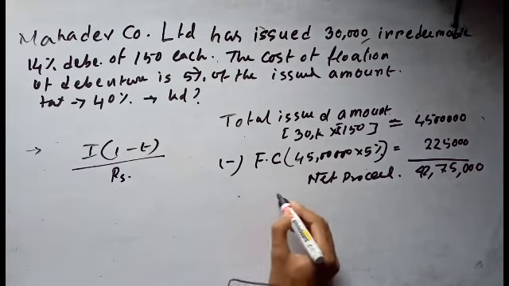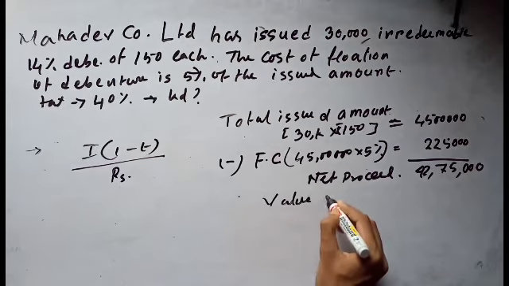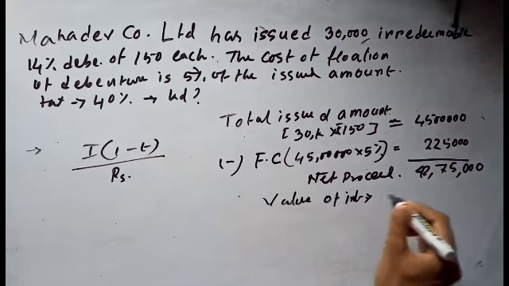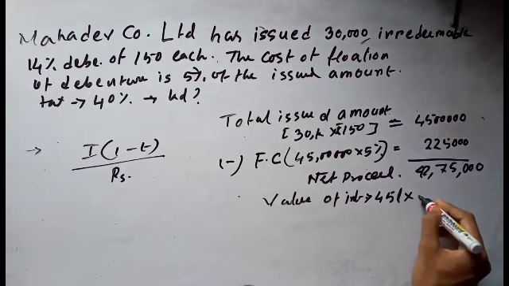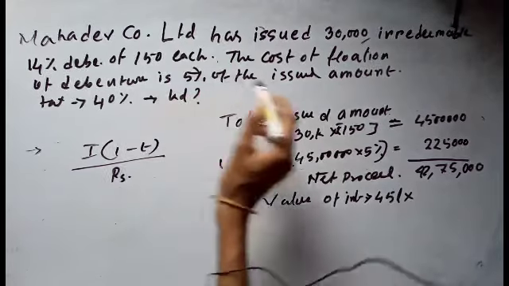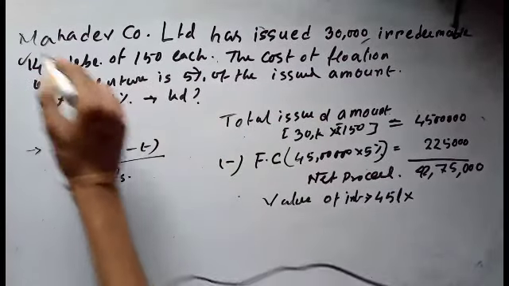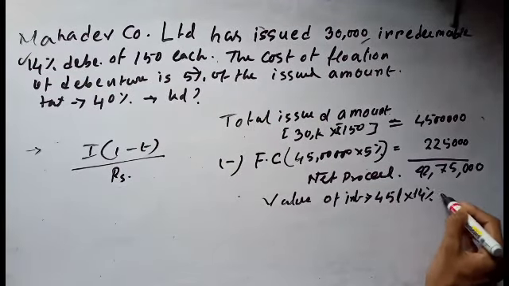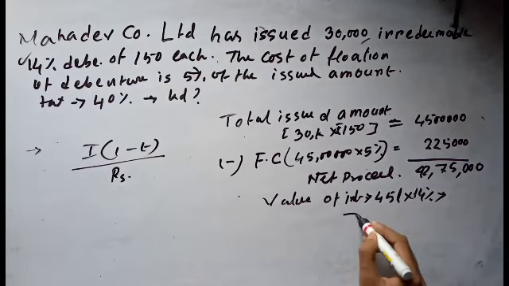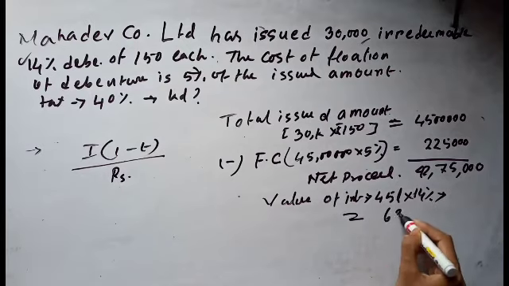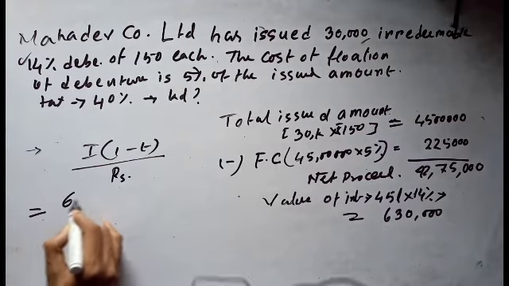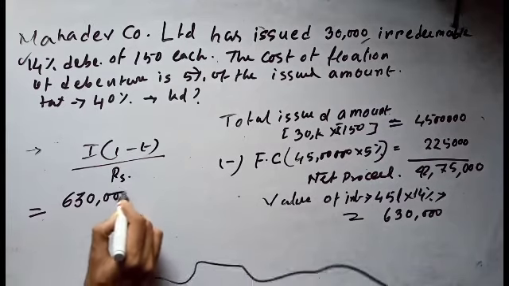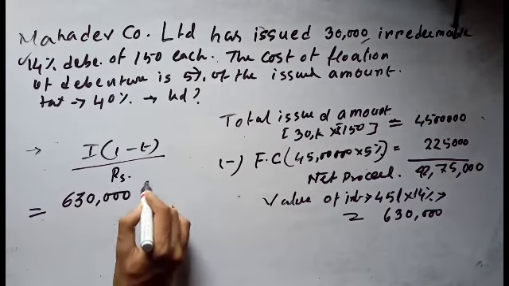And what is the value of interest? The value of interest is 45 lakh into the interest rate of 14%, which will be 6,30,000. So the value of interest is 6,30,000.